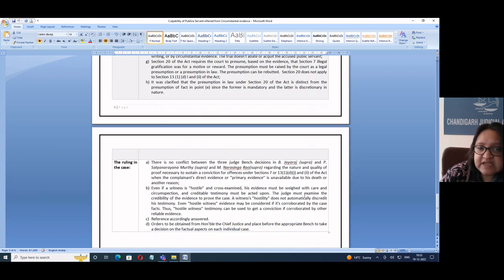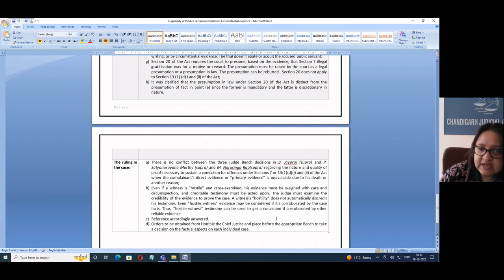Therefore, it was ruled that there is no conflict between the three judges' bench decisions in B. Jayaraj, P. Satyanarayan Murthy and M. Narasimha Rao regarding the nature and quality of the proof necessary to sustain a conviction for offences under Section 7 or 13(1)(d), clause 1 and clause 2 of the Act, when the complainant's direct evidence or primary evidence is unavailable due to his death or another reason.